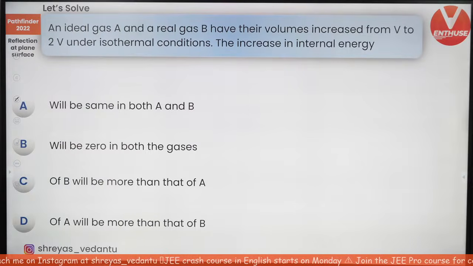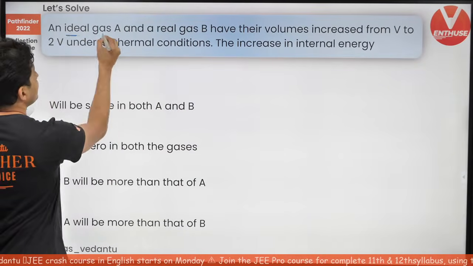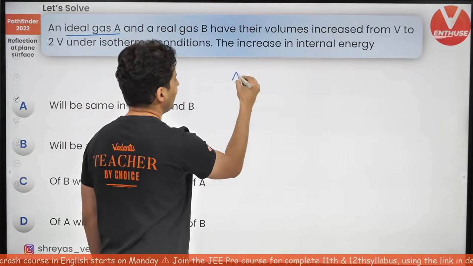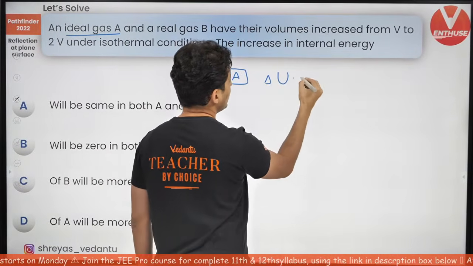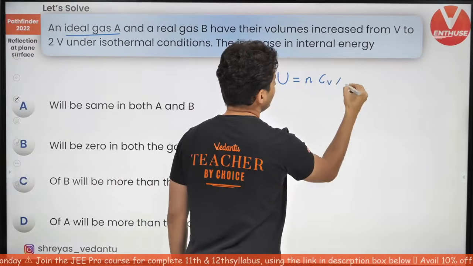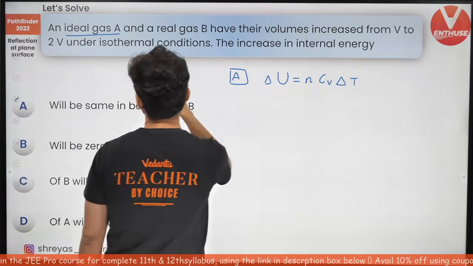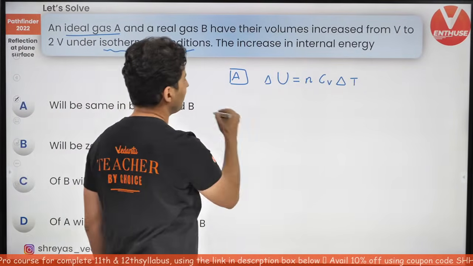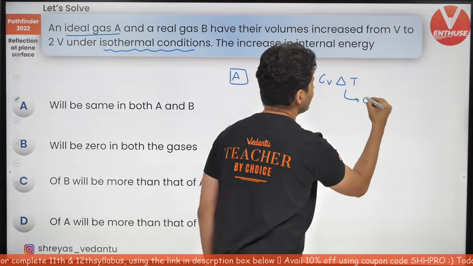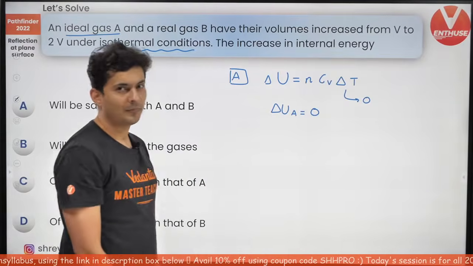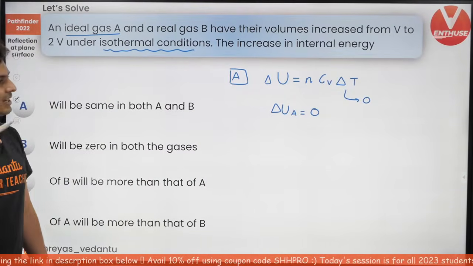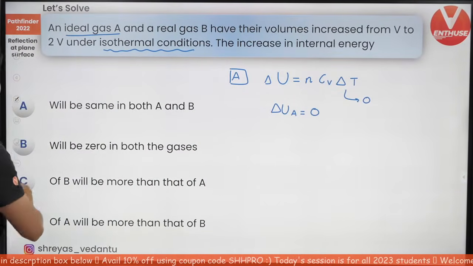Okay, bacha, let's see if you can solve this question. Here there are 2 gases. One is an ideal gas, A. So for A, which is ideal, delta U was nCv delta T. Because it is clearly mentioned isothermal, that means delta T will be 0. So delta U for A gas will be 0. Makes sense? Temperature is constant, so change in internal energy will be 0.